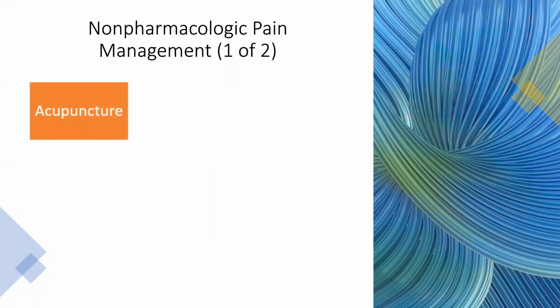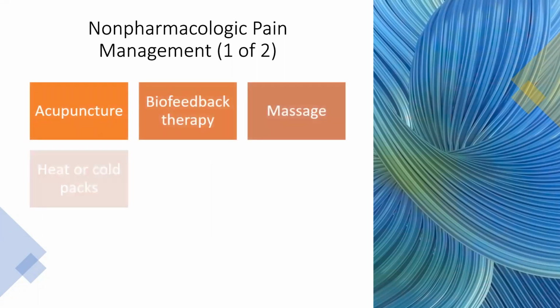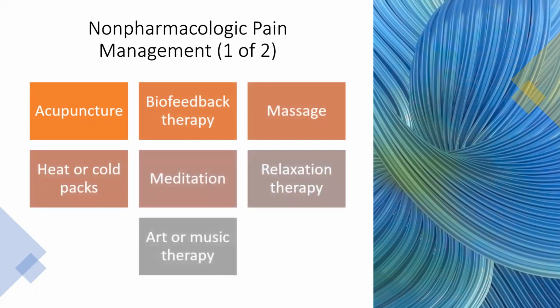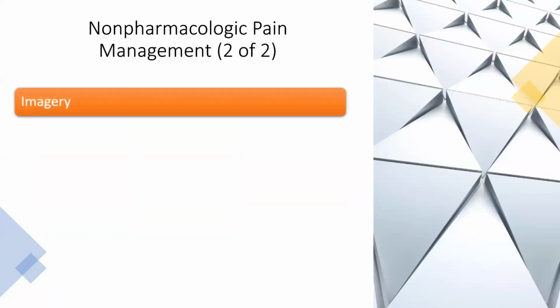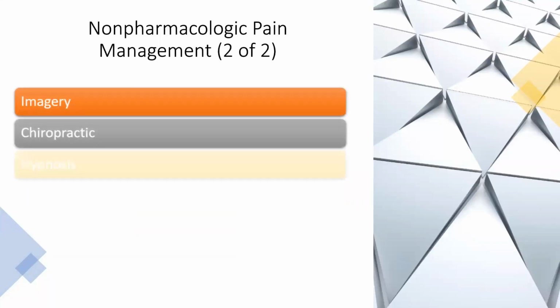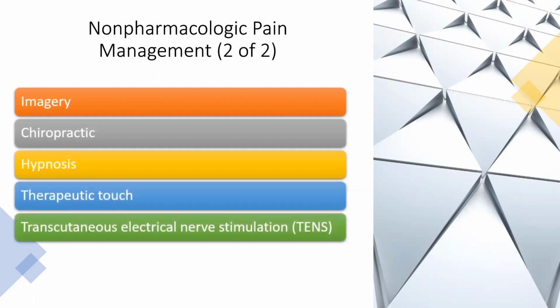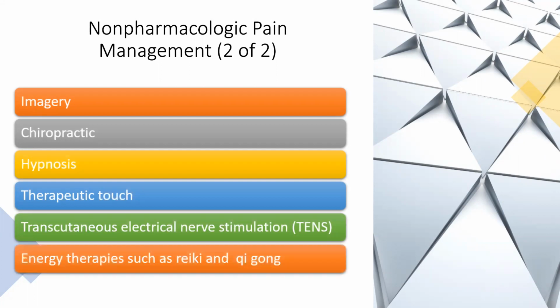Non-pharmacological pain management includes acupuncture, biofeedback therapy, massage, heat or cold packs, meditation, relaxation therapies, art or music therapy. Other than that, we can do imagery, chiropractic, hypnosis, therapeutic touch, transcutaneous electrical nerve stimulation, which is also called TENS, and energy therapies such as Reiki and Qigong.